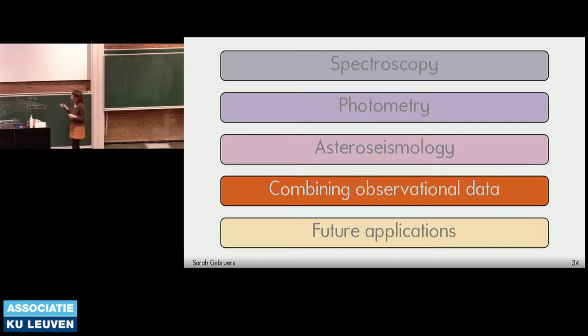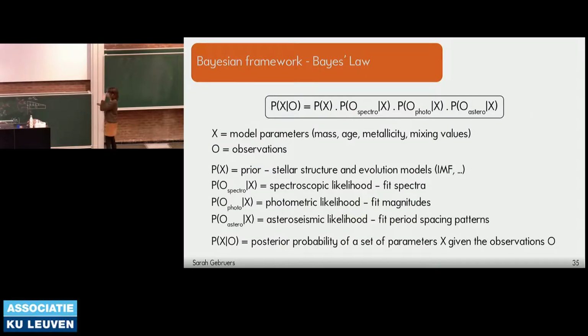How am I going to combine all this data? For that, I'm using a Bayesian framework. For those of you who don't recognize this, this is Bayes' law. What is important here is that X are the model parameters. In our case, we're using mass, age, metallicity, and two types of mixing values. And O are the observations: spectroscopy, photometry, asteroseismology. On the left-hand side, you have the posterior probability, so the probability that a set of parameters is true given the observations.